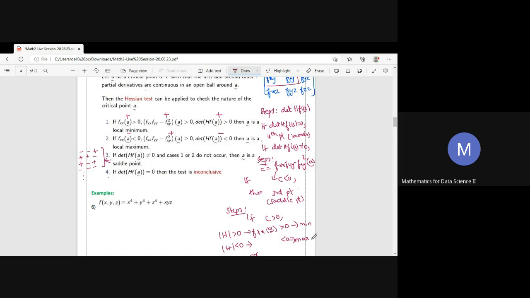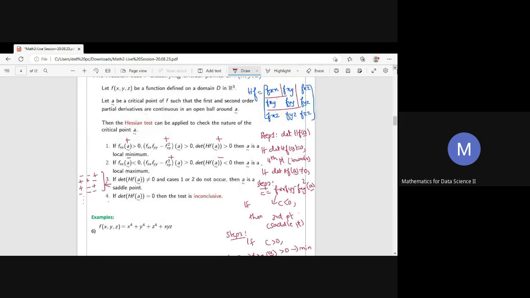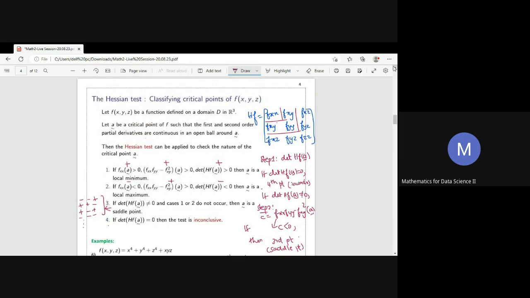Okay, fine. So these are the steps involved in classifying the critical points. Is it okay now? Okay, now let us do this problem which we did not do in the previous session.